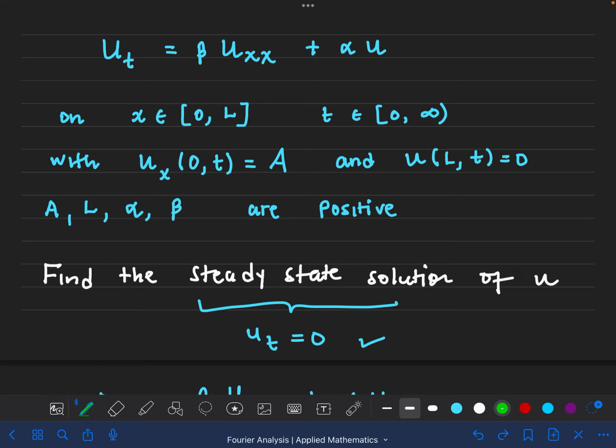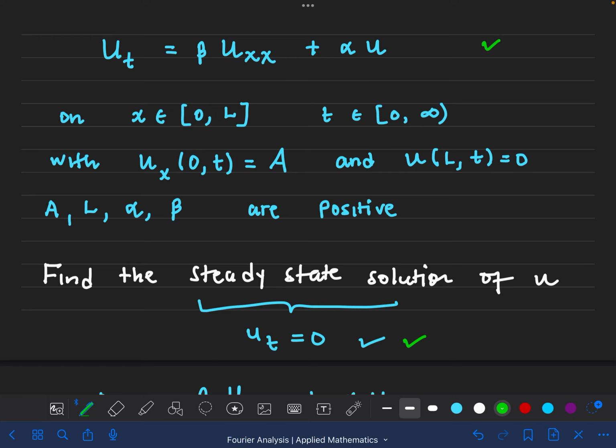In this video, we are required to find the steady state solution of u. So basically by the steady state, we mean that the value of u is not changing over time, right? Or temperature is not changing over time, and hence the derivative of u in terms of t is going to equal 0 because there is nothing that is changing, right?